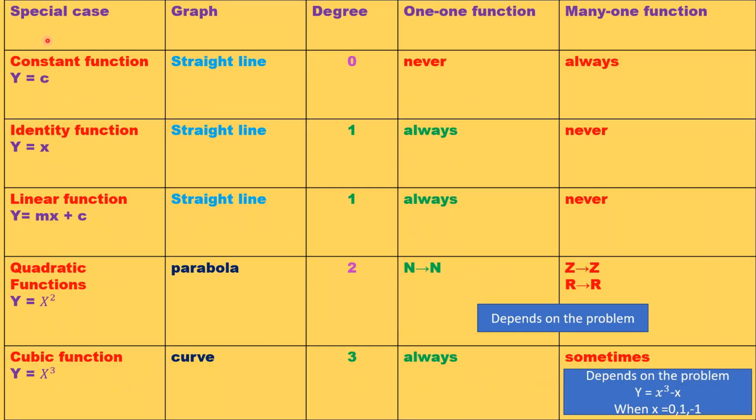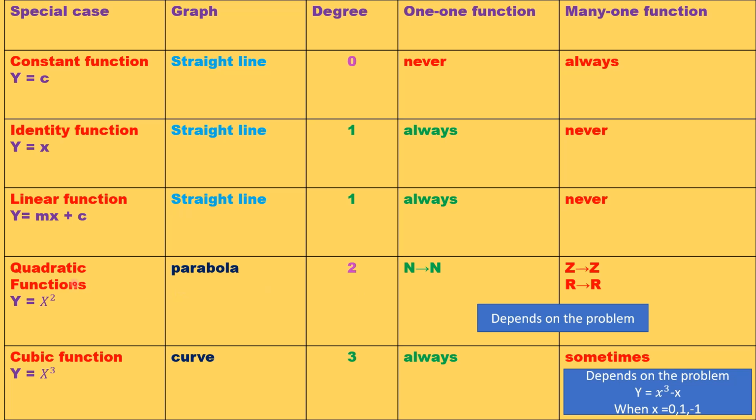Special case, constant function y is equal to c, whose graph is a straight line, whose degree is 0. It can never be a one-one function, it's always a many-one function. Identity function y is equal to x, whose graph is a straight line, whose degree is 1, it's always a one-one function and can never be a many-one function. Linear function y is equal to mx plus c is a straight line, whose degree is 1, it's always a one-one function and can never be a many-one function.